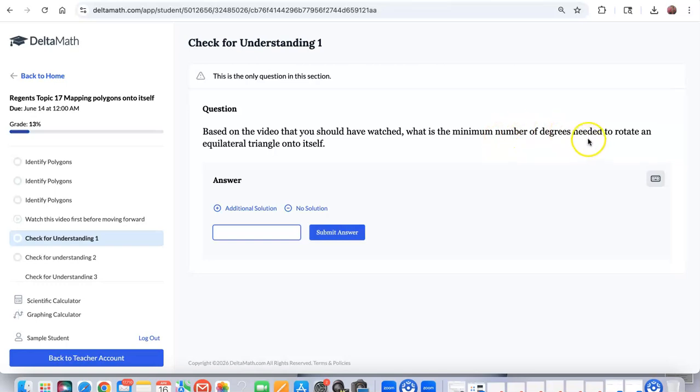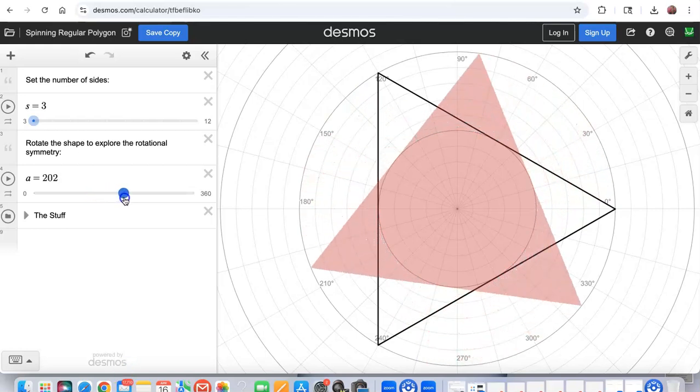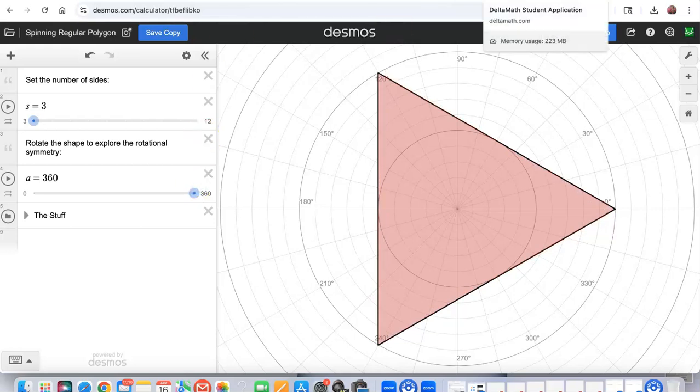What is the minimum number of degrees needed to rotate an equilateral triangle onto itself? As you notice, when I did 120, it worked. But when I did, let's say 90 or 105, pardon me, it didn't work, right? So 120 was the smallest angle of rotation. You could keep going, and notice when it lands on itself again is 240. So 120, 240. You should realize that the next one would be another 120 degrees, which is 360. So that is pretty much it for this question.